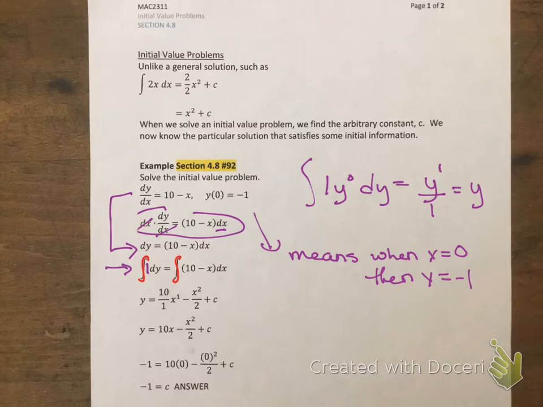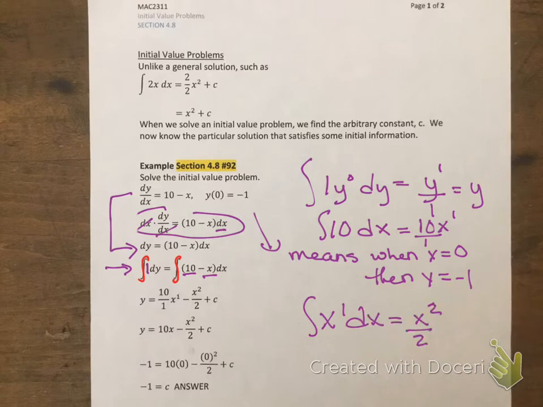On the right, I'm just going to do this term by term. When you integrate 10, that's the same thing as having 10 dx, and when I integrate that, I will get 10x to the first over 1. When I integrate x, that's x to the first, so I will get x squared over 2. So again, when I integrated 1 dy, I got a y.